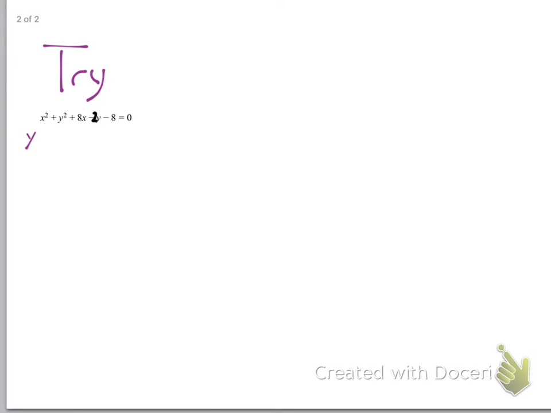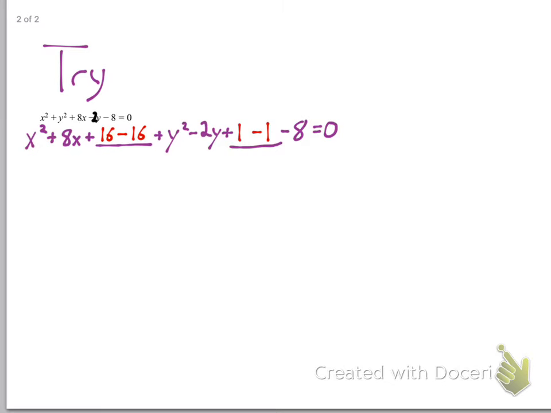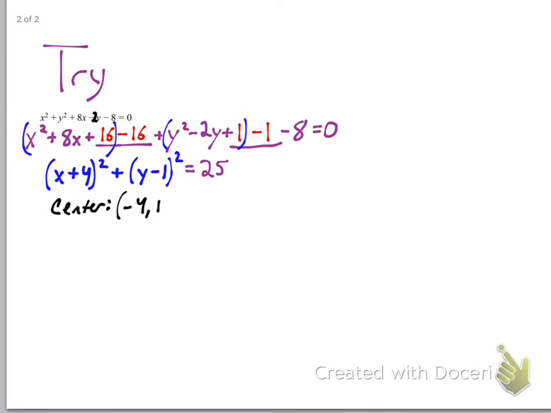All right, did you get it? Here's the work. We're going to add 16 and subtract 16 and add 1 and subtract 1. There we are, factored out. So we know that the center is negative 4, comma 1, and the radius is 5.